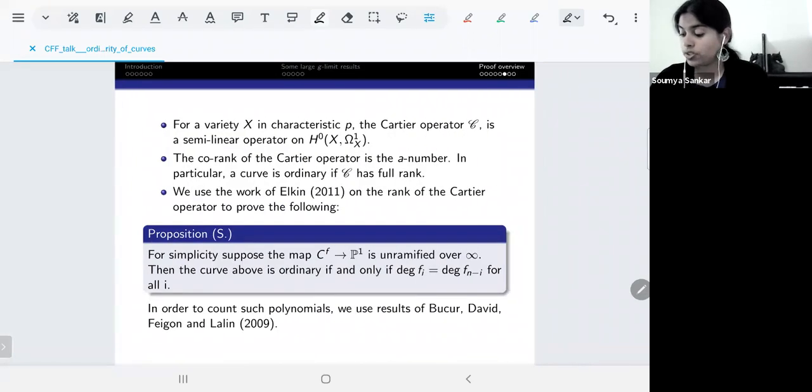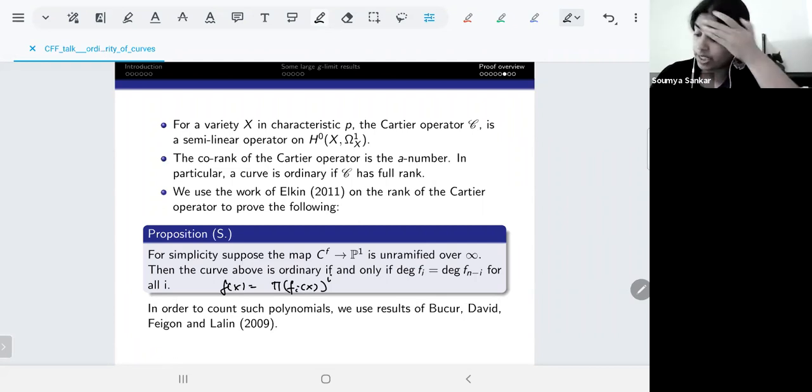And so if you use the work of Elkin on the rank of the Cartier operator, you can show the following proposition, which is that if you have this map, which is unramified over infinity, then the curve is ordinary if and only if the degree of f_i is equal to the degree of f_{n-i} for all i. So recall here f_i and f_{n-i} was the decomposition in terms of square-free polynomials.